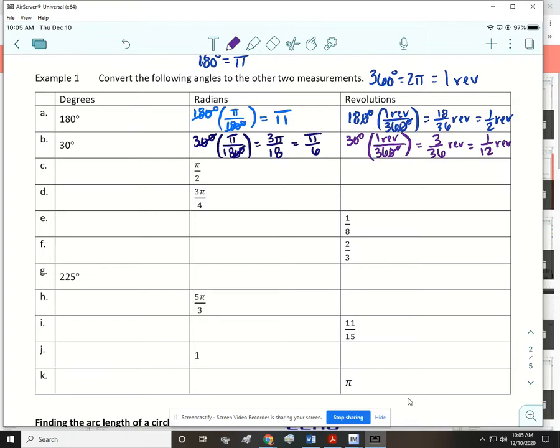I don't want any decimal answers on this. I really don't want you using a calculator except for just a simple, easy calculator, a dumb calculator. Just add, subtract, multiply, and divide to do this.